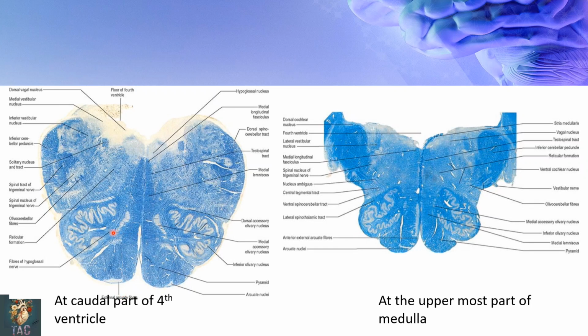Here you can see the fibers of the hypoglossal nerve and the nucleus of the hypoglossal nerve. This in the center is the medial longitudinal fasciculus, the tectospinal tract, and this is the medial lemniscus. Again, the tectospinal tract and medial longitudinal fasciculus. And over here you can see the hypoglossal triangle.